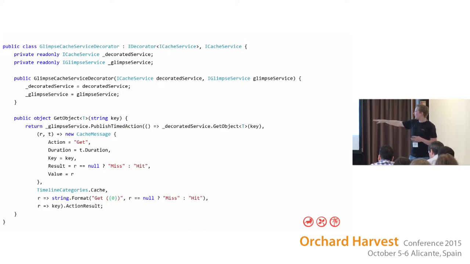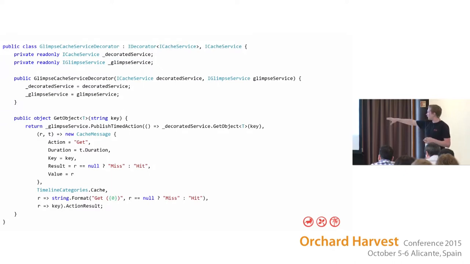The other three lines just help us format this message in the timeline. So we're saying it falls into the cache category for the timeline. The cache category is just a Poco object with three properties on. I created that before.